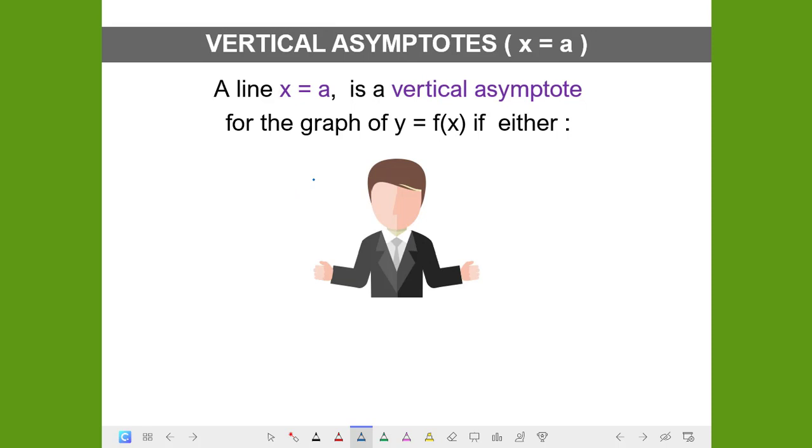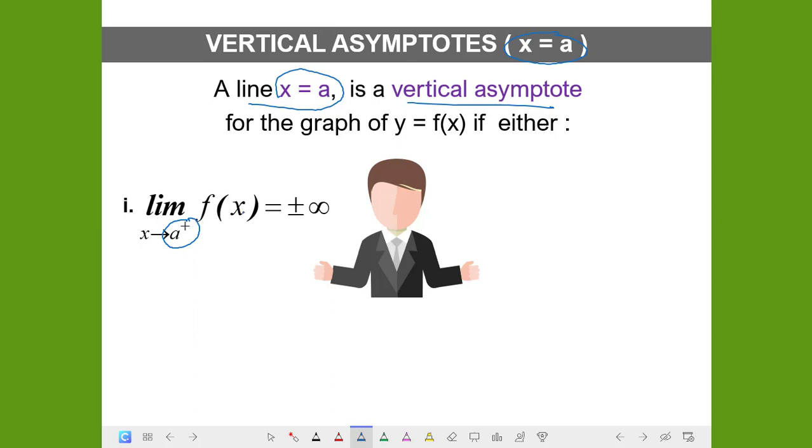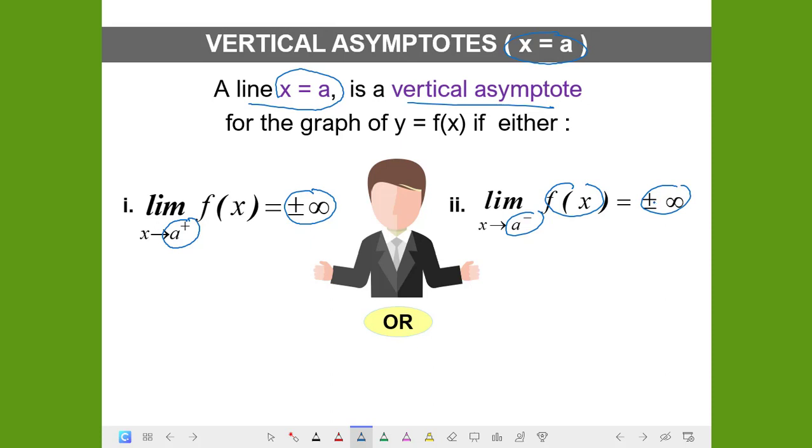For vertical asymptotes, x is equal to a. A line x equals a is a vertical asymptote for the graph of y equals f(x) if either the limit of f(x) as x approaches a from the right is equal to plus or minus infinity, or the limit of the function as x approaches a from the left is equal to positive or negative infinity.